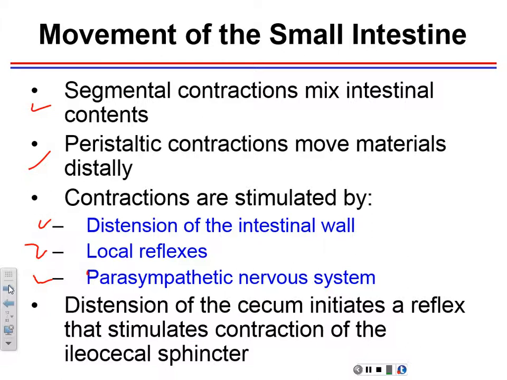Okay, so that's why I asked about it, because it's kind of counterintuitive about this regulation of the ileocecal sphincter. Distension of the cecum will actually close it normally. So these are some of the things that I could ask about in the exam in terms of your reasoning behind some of these actions. Okay, all right, very good.